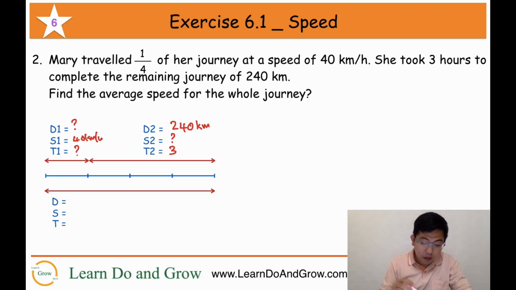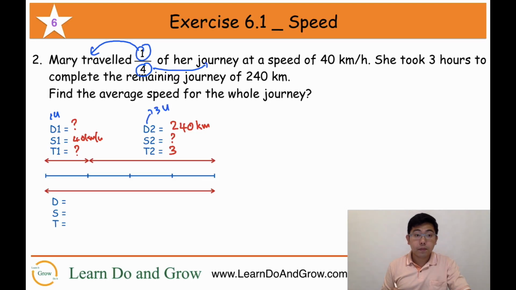Let me draw that one out again. This is the first part of the journey, which is 1 unit, and the whole journey is 4 units. Over here, 1, 2, 3, 4. In that case, over here is 3 units. So if we know 3 units, can we find 1 unit? Yes, we can. If we can find 1 unit, meaning we can find D1, right?